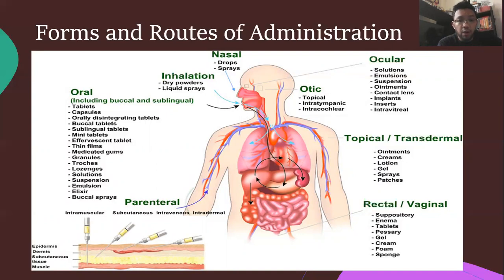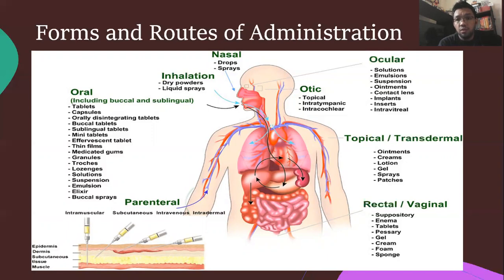But for the parenteral route, most of these are injectables. You have the IM or intramuscular, subcutaneous, intradermal, and the fastest route of administration is the IV, intravenous. You also have inhalation through administration of dry powders and liquid sprays.